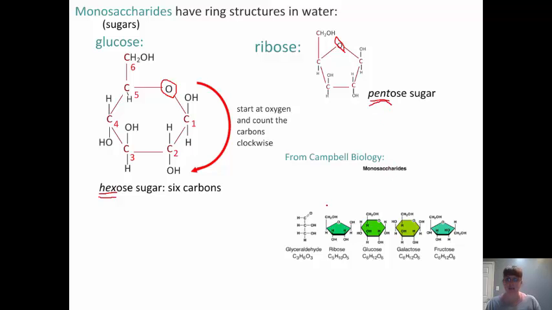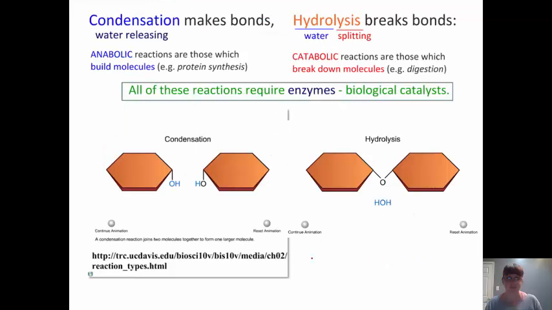So here, looking at some others, we have galactose and fructose. So you can see fructose is another pentose sugar, and galactose is another hexose sugar. Glyceraldehyde is also a monosaccharide. It is a monosaccharide that does not form a ring structure in water. So not all monosaccharides do, but many do.